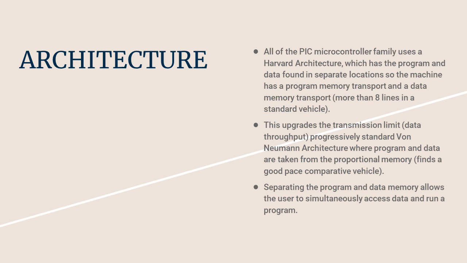Architecture. All of the PIC microcontroller family uses a Harvard architecture, which has the program and data found in separate locations, so the machine has a program memory bus and a data memory bus. This upgrades the transmission limit over the standard von Neumann architecture, where program and data are taken from the same memory. Separating the program and data memory allows the user to simultaneously access data and run a program.